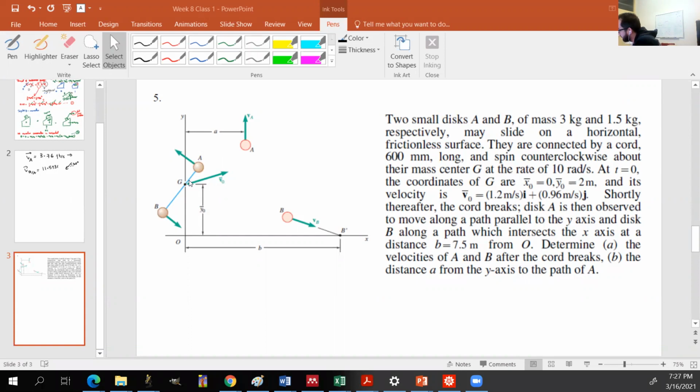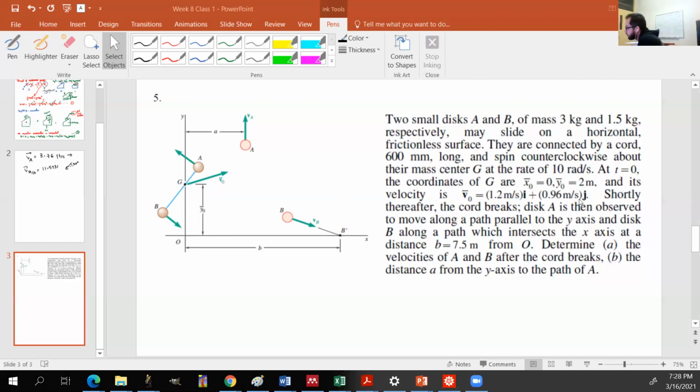They're connected by a cord, which is 600 millimeters long, and then spun counterclockwise about their mass center at a rate of 10 radians per second. You're told at t equals 0, the coordinates of the point G are 0, 2. So basically this y naught bar is equal to 2 meters. You're told the average velocity of the mass center is this vector over here: 1.2 i hat plus 0.96 j hat.